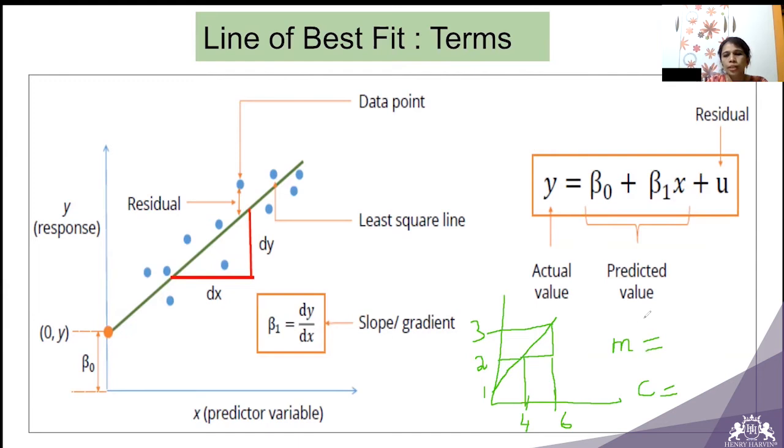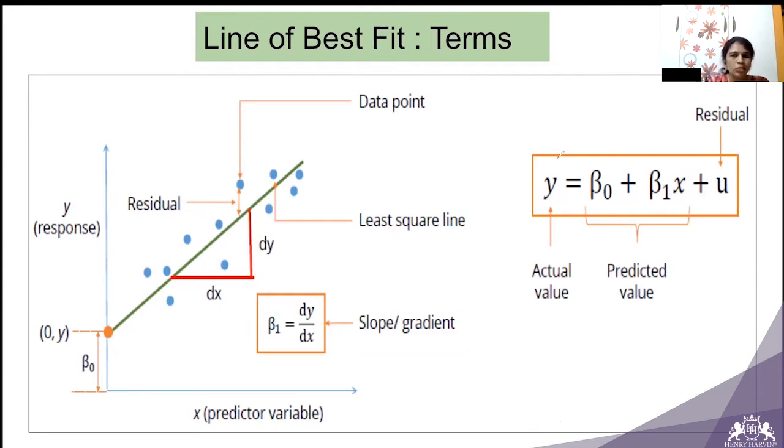So this is what I'm asking. M is nothing but dy by dx. What is the change in y here? (3 minus 2) divided by (6 minus 4), so 1 by 2, which is equal to 0.5. And c means where it intercepts the axis, which is actually 1. So this is how m and c are calculated.